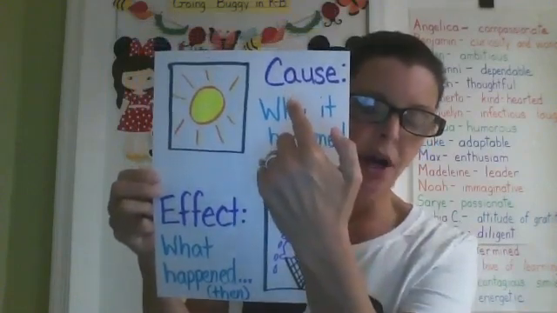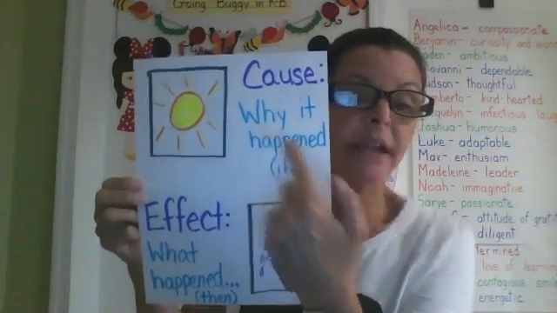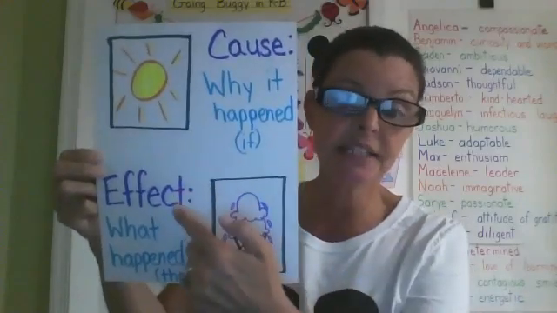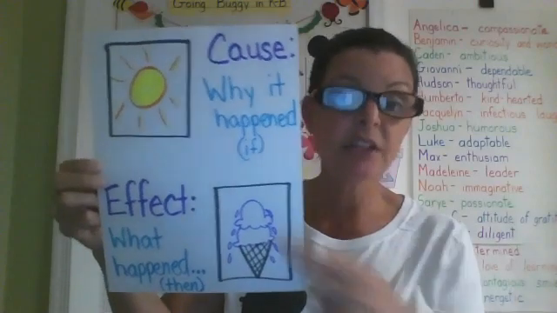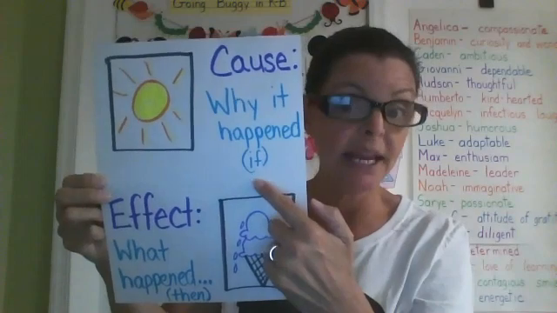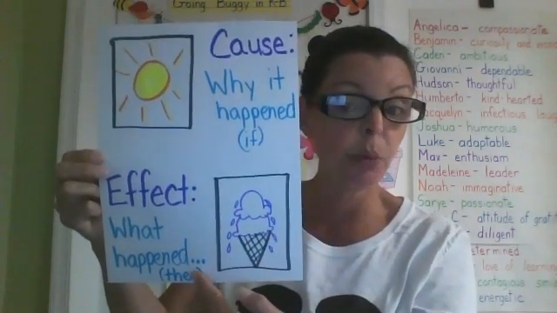So here's the word cause. Basically, cause is why something happened. Why did it happen? And the effect is what actually happened. And there are some key words here. When we talk about cause, we're going to want to think about the word if. And when we talk about effect, we're going to talk about the word then.